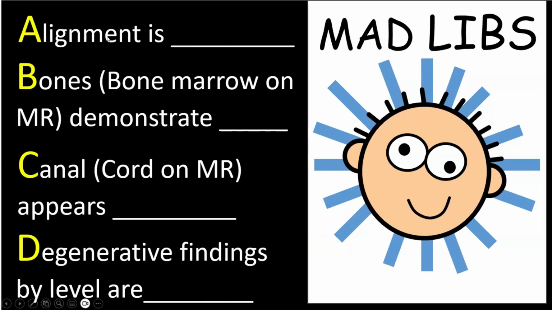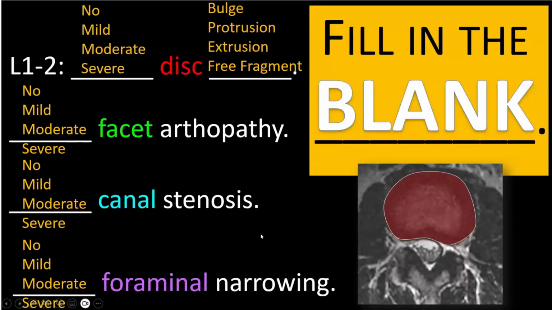So at every level, you want to talk about what you see is happening with the disc. You see a bulge, a free fragment, an extrusion, and how bad is it? Same thing, you next move on to the facets, tell what's happening with this. Then you grade what these degenerative findings are doing to the canal and to the foramina. And you do that for every level. It is extremely formulaic, but it's extremely efficient as well.